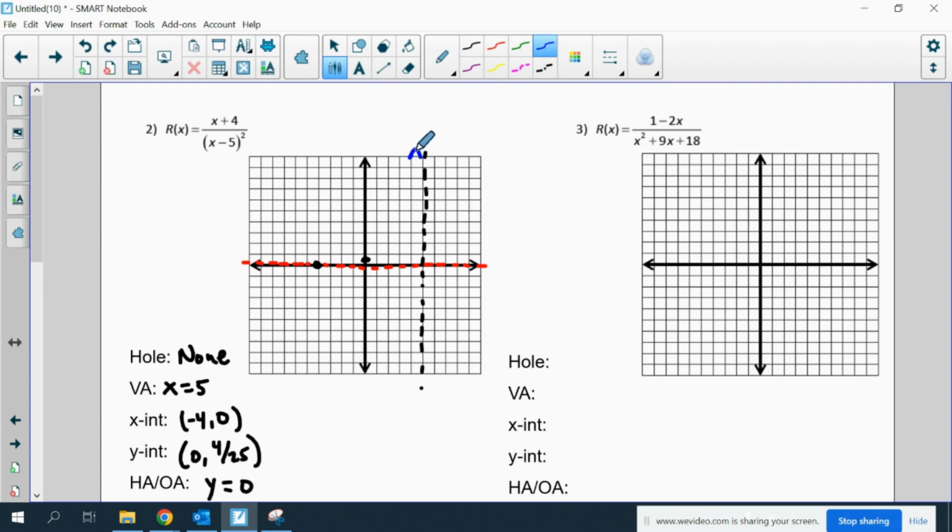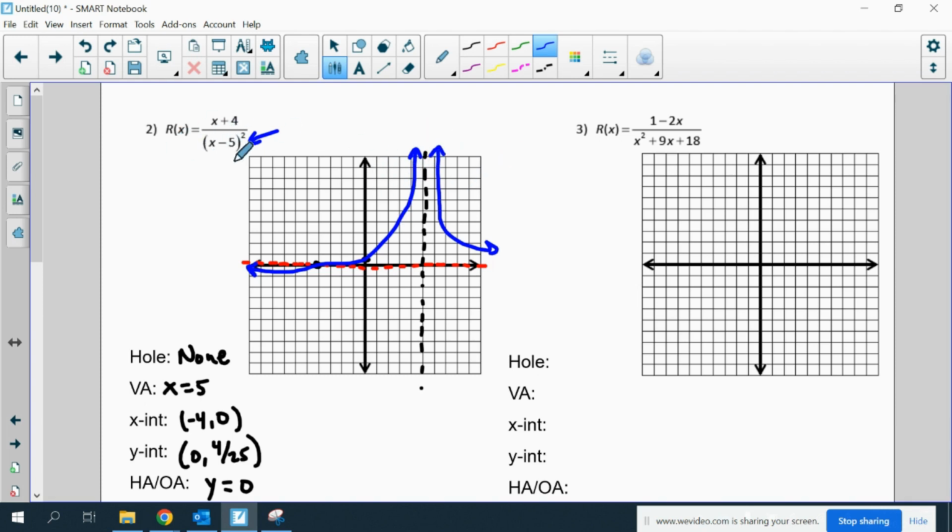So what I'm going to end up with here is a function that looks something like this. It's going to cross at -4 and then come back toward the horizontal asymptote. And then since this denominator is squared, notice that both vertical asymptote behaviors are going to go in the same direction.